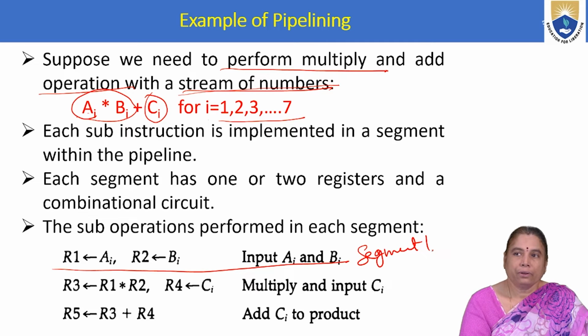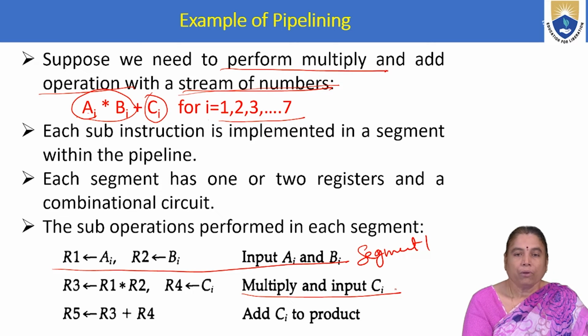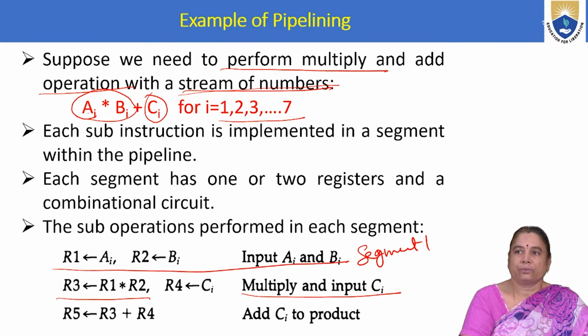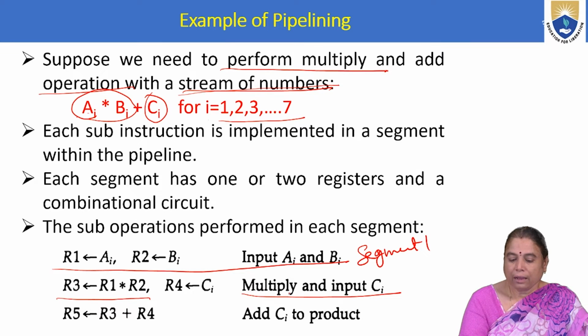So A and B values can be loaded to the R1 and R2 registers simultaneously. Next, this computational task can be divided into the next operation, that is multiply and input C. So here the loaded values A and B are in the corresponding registers R1 and R2. These values can be multiplied and stored in R3, and at the same time the C value can be stored to the R4 register.